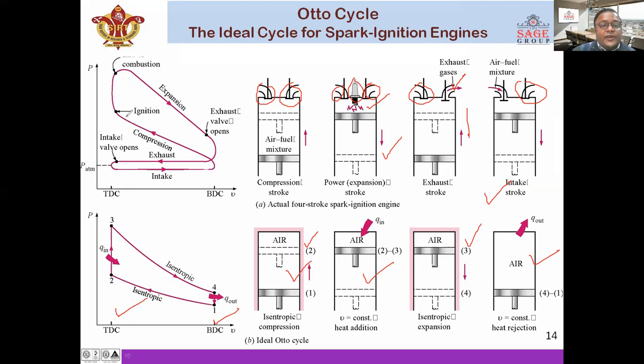This is the actual PV diagram, showing what actually happens here. The intake valve is open and the ignition is not done exactly at the topmost condition. The exhaust valve is opened before reaching the bottom dead center. It is not done at the topmost condition. The gases expand in a nearly isentropic manner. Compression is also nearly isentropic, but the compression and the expansion are not exactly isentropic.